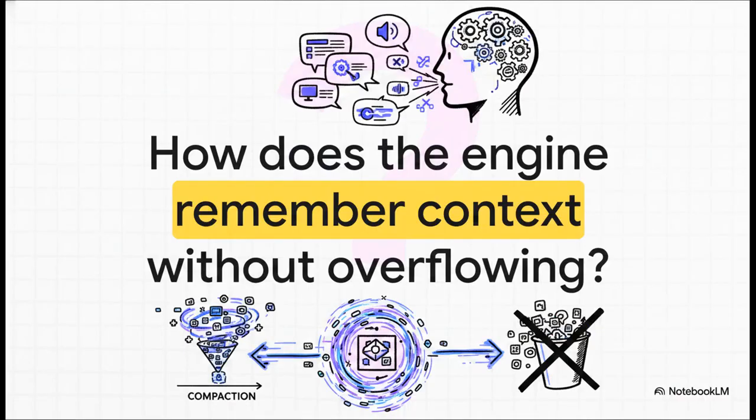Which raises a massive question. If an AI is constantly talking, streaming, tool calling, and thinking in these deep X-high logic loops, how exactly does the engine magically remember all this context across thousands of messages without completely overflowing and crashing?